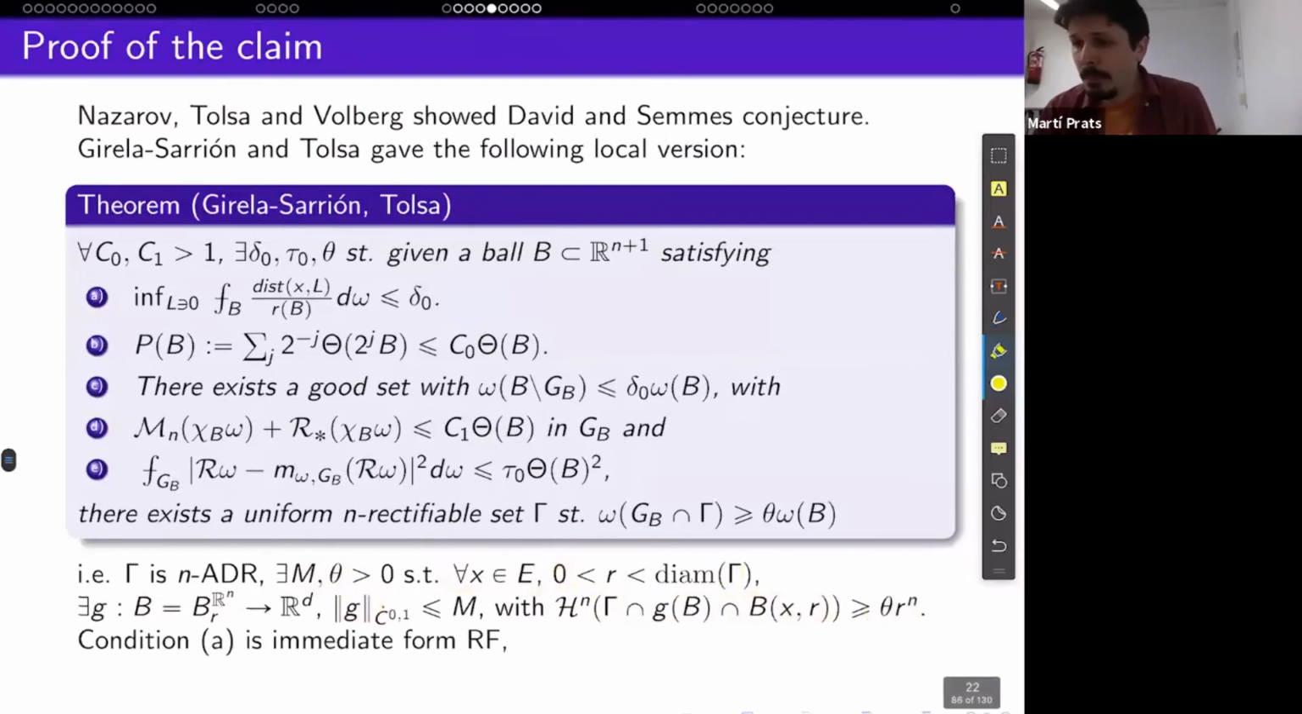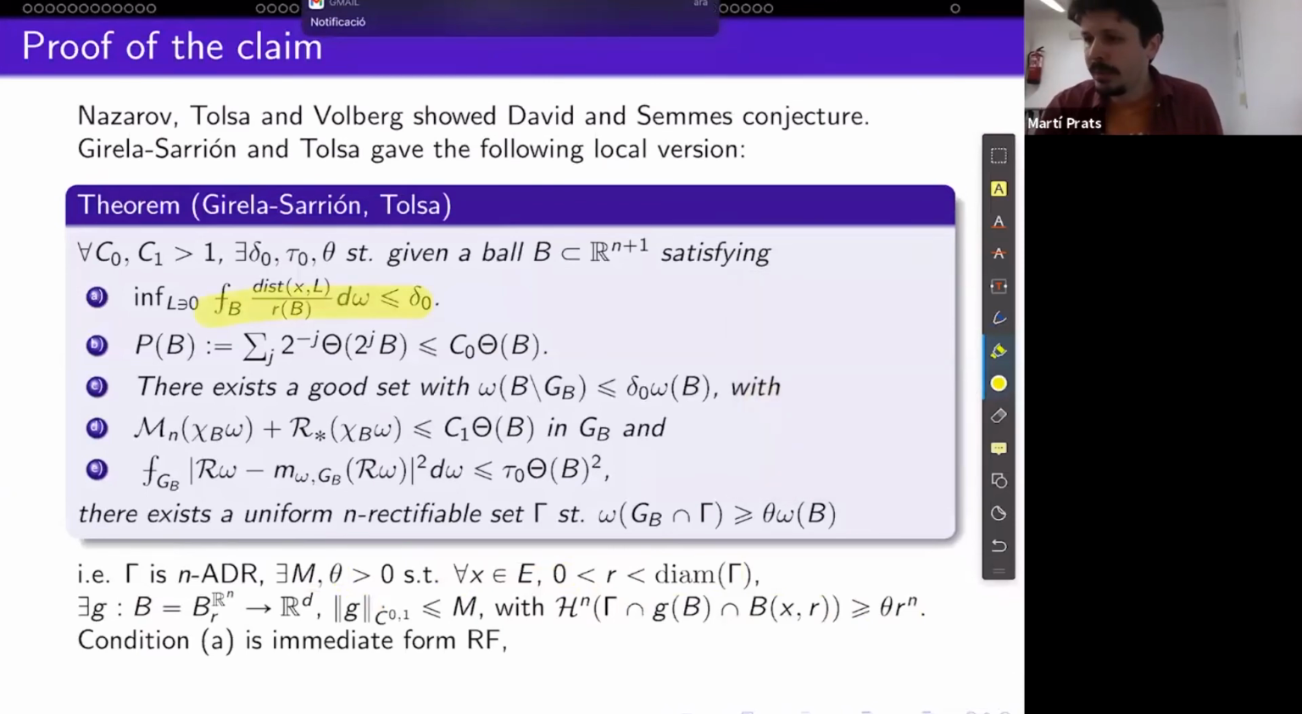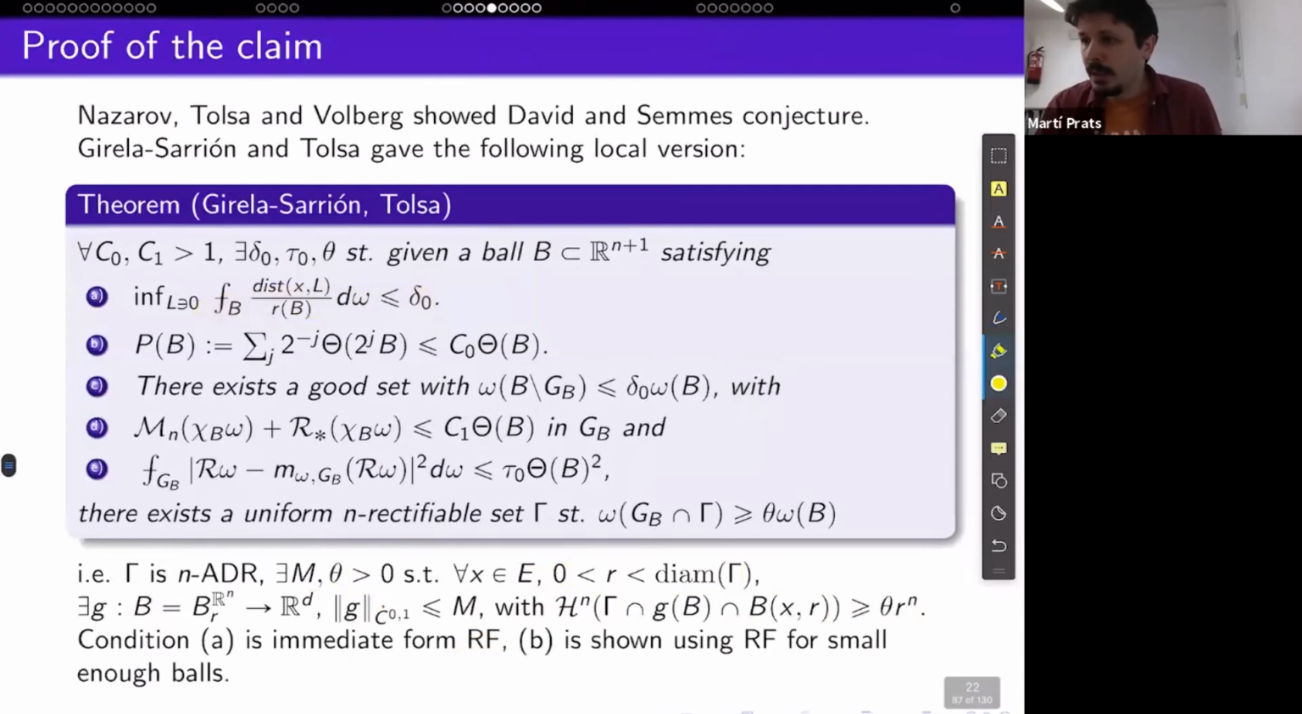Awesome. Let's talk about these conditions. Condition A is immediate from rectangular flatness for us. And condition B can be shown using rectangular flatness again. And this is a consequence of some results by Kenig and Toro. So our real challenge is to show C, D, and E.